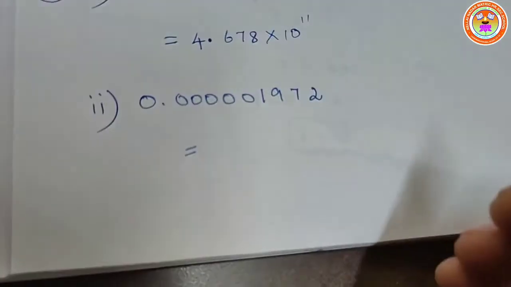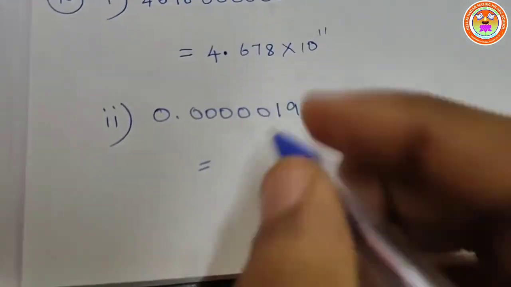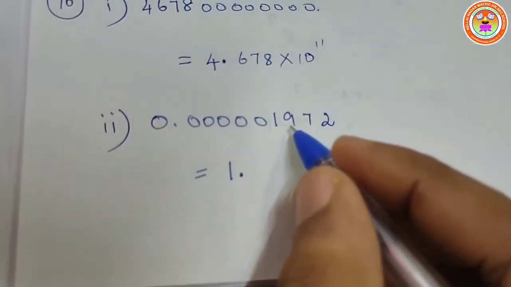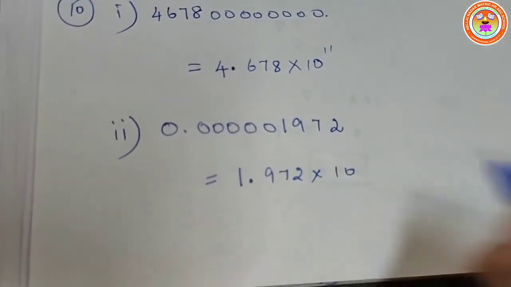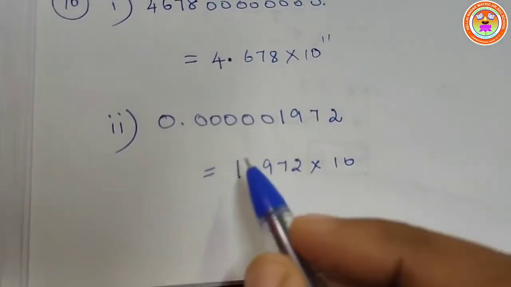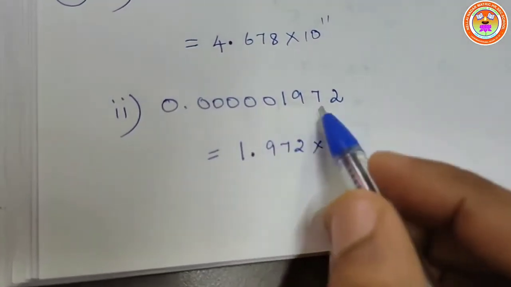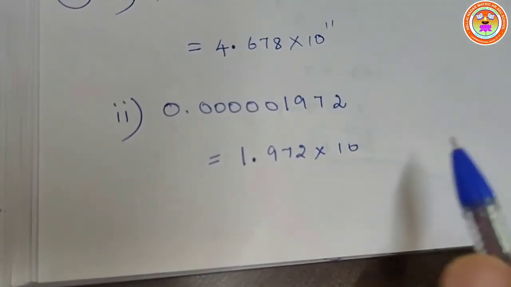Put the equal sign. Where is the first non-zero number? 1 is the first non-zero number. After that the decimal point has to come. The remaining numbers, 9, 7, 2, you write into 10 power. This is the format for scientific notation: first write the non-zero number, then put the decimal point, then write the remaining numbers into 10 power. What is the power you have to write here?